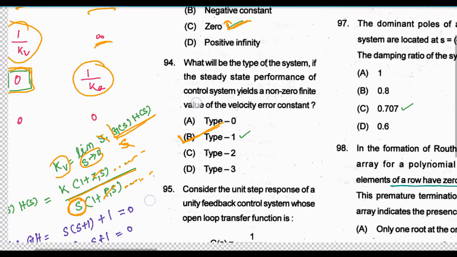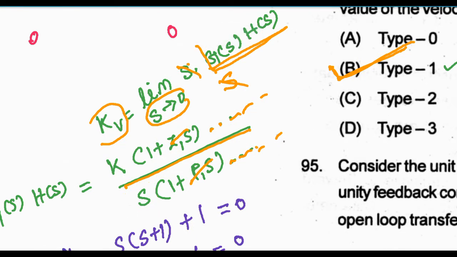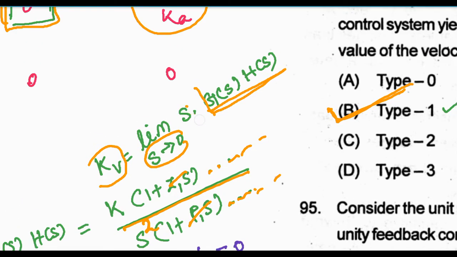Suppose here we are getting s square. Suppose here is s square. So what will happen? Here there is s and here s square. This s will cancel out, and in the denominator there will be another s. So what will the velocity error constant be? Velocity error constant will be infinite. And what is the steady state error? Steady state error will be 0.